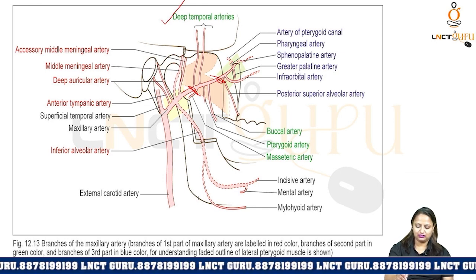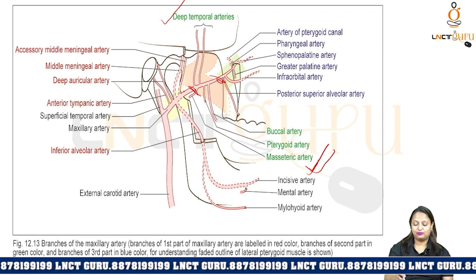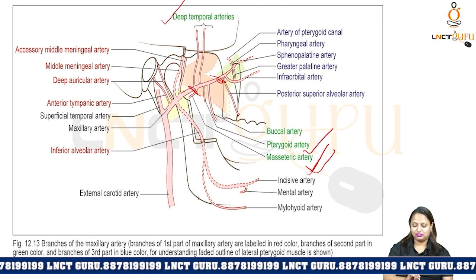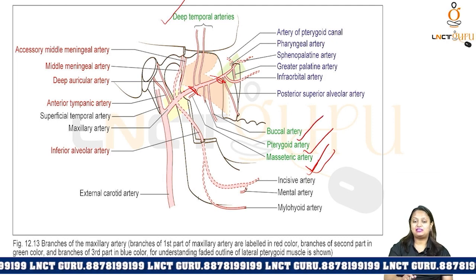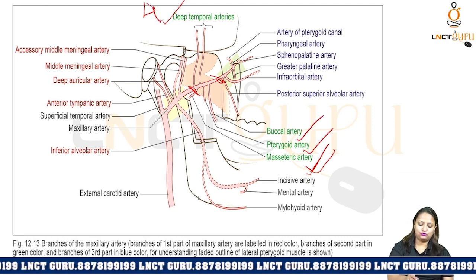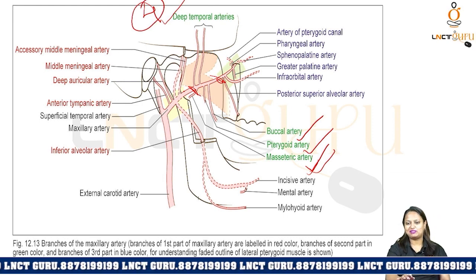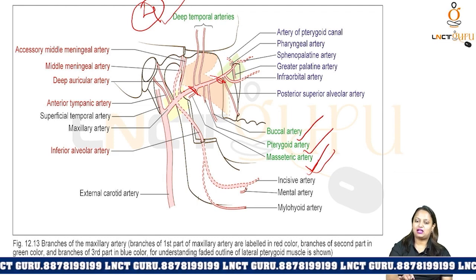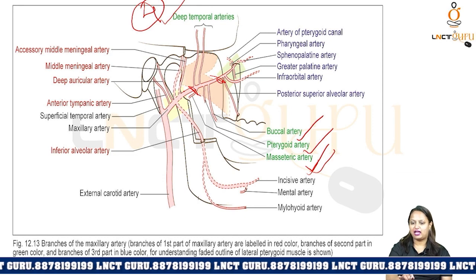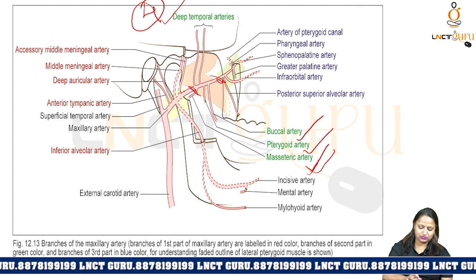Then you can see here, this is the mesenteric artery. On the lower border you can see three branches. First is the mesenteric artery, then the pterygoid artery, and last but not least the buccal artery. So these are the four branches. You can see the two branches on the upper end, both of them supplying the temporalis muscle. That is the deep temporal artery, and below we have the mesenteric, pterygoid, and buccal arteries. These are the branches of the second part.